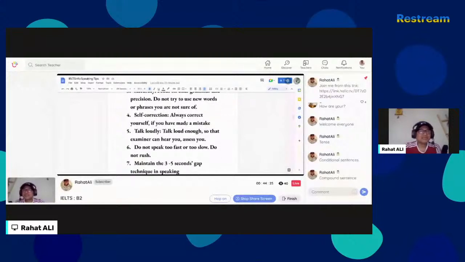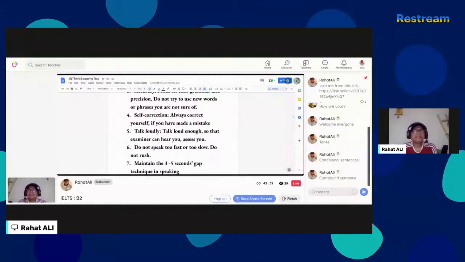Do not speak too fast or too slow. Do not rush. What happens if you speak fast? If you speak fast, a few things happen. Number 1, in most cases you lose grammatical accuracy. Number 2, in most cases you lose correct pronunciation. Number 3, in most cases the words are jumbled together and your listeners do not understand whatever you're trying to say. And number 4, your speaking time becomes less if you speak faster. If you speak slowly, you don't have to face those problems anymore.